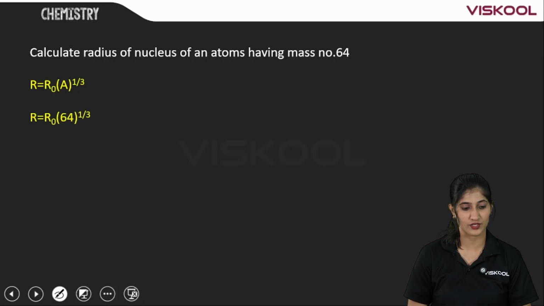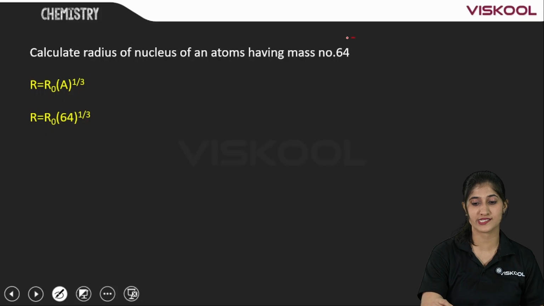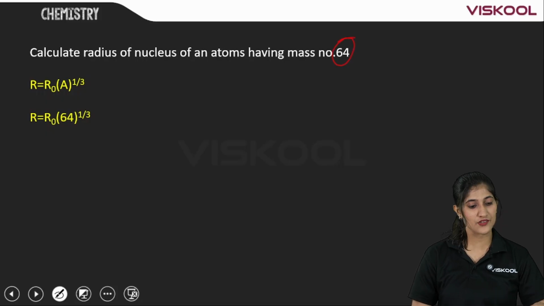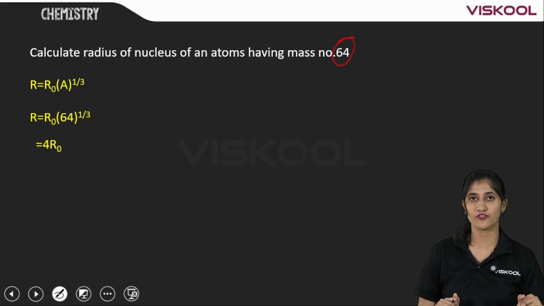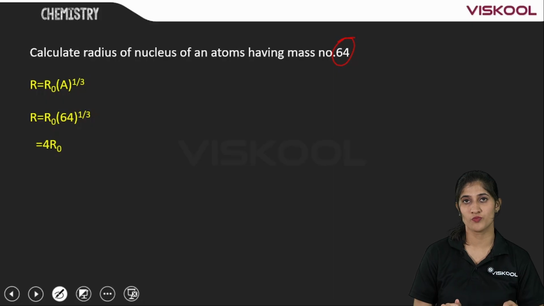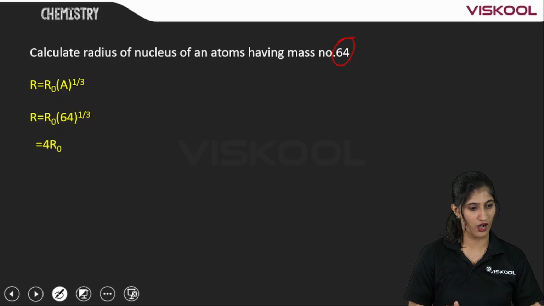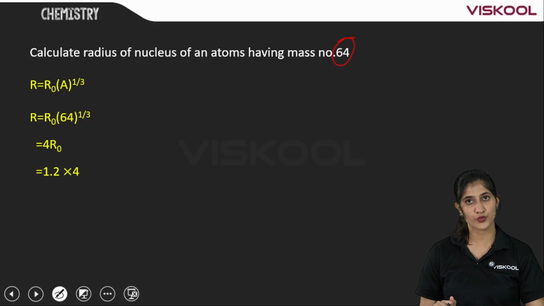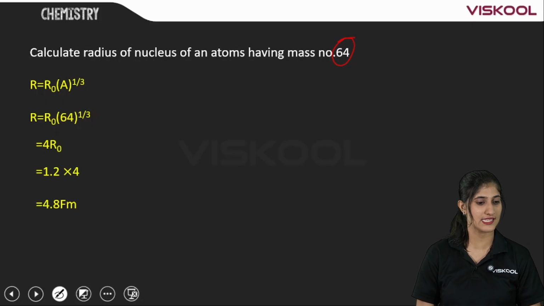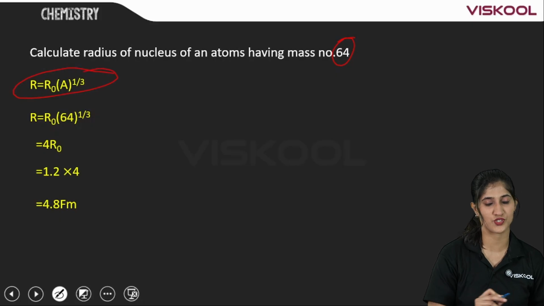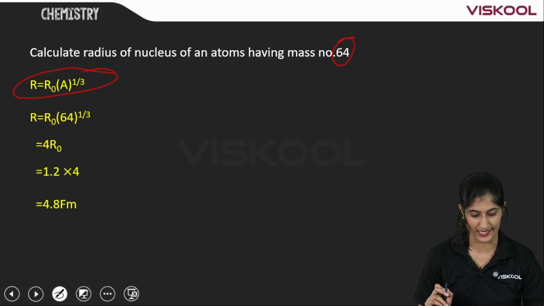R will be equal to R0, and mass number is given as 64. So 64 raised to 1 by 3, that is the cube root of 64. What is the cube root of 64? Yeah, it's 4, right? 4 into 4 into 4 is 64. So 1.2 into 4, that is 4.8 fm is the right answer. This formula is important and you should remember the value of R0, that is 1.2.